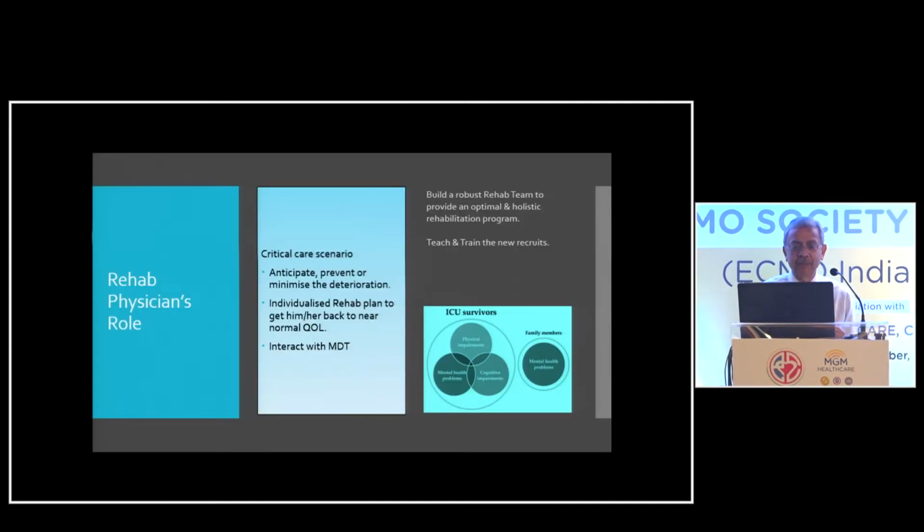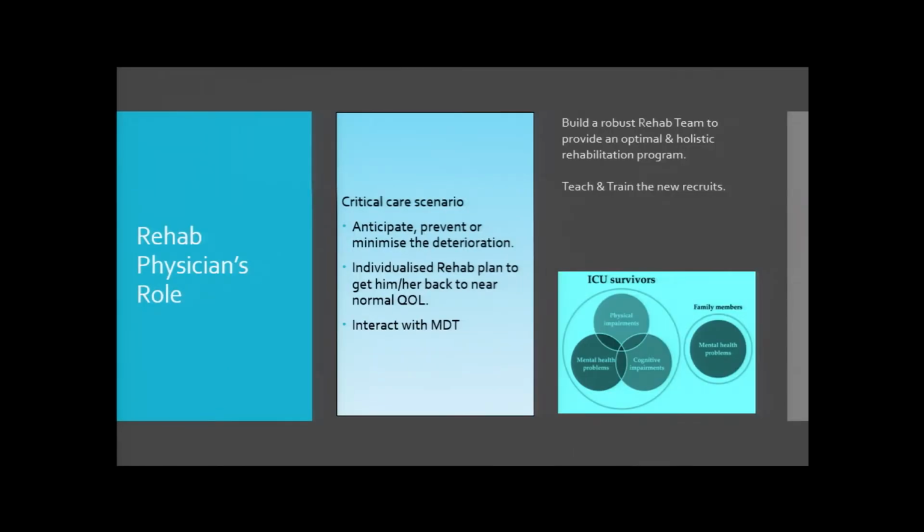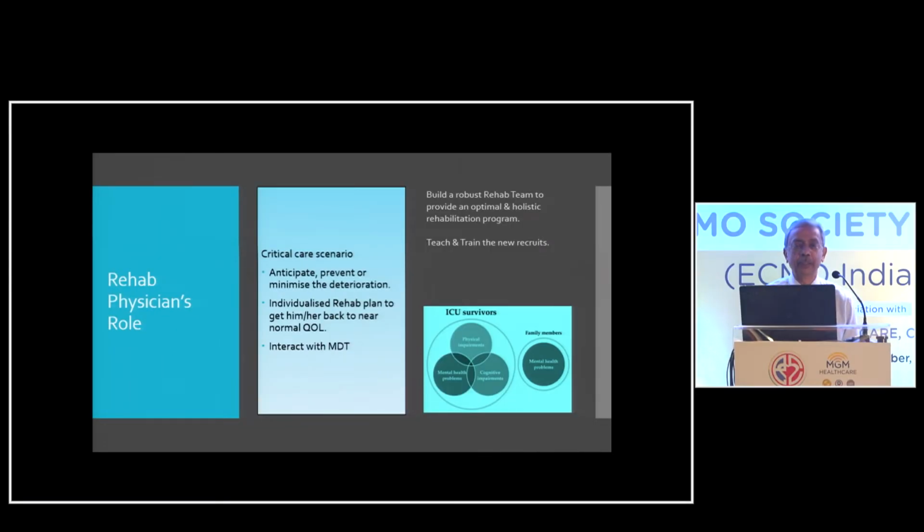The role of a rehab physician in the critical care scenario is to anticipate, prevent, or minimize the deterioration of our patients, plan an individualized rehabilitation plan to get them back to near normal quality of life, and interact with the multidisciplinary team. We are supposed to build a robust rehab team to provide an optimal and holistic rehabilitation program. Holistic in the sense, take into account the physical impairments as well as the cognitive impairments and the mental health issues associated with the patients as well as their families. Teach and train the new recruits.